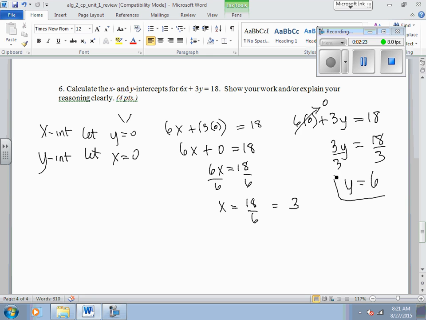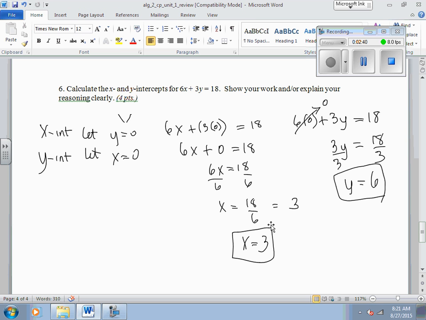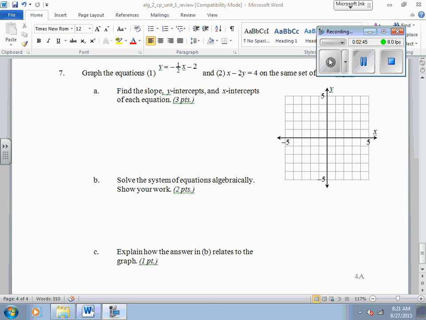All right, so box those answers. X-intercept is 3, y-intercept is 6. Okay, did I go too fast? No, is everybody okay right there? Okay. So when you see that on the test, you understand how to do that? Yeah? Take a look at this problem.